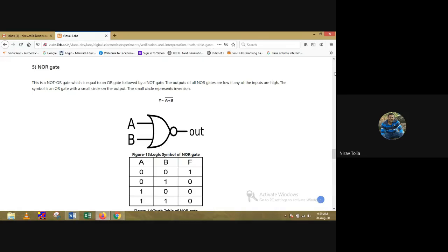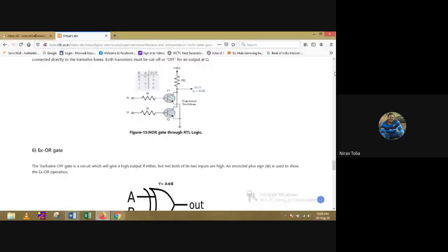But for the NOR gate, what is the procedure? If any one input of a NOR gate is high, then our output will be low. If any one input of the NOR gate is high, then our output will be low. Our output will be high when all the inputs of the NOR gate are zero. So again, it is the reverse thing.